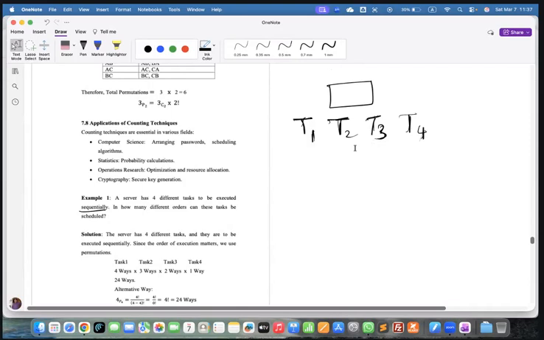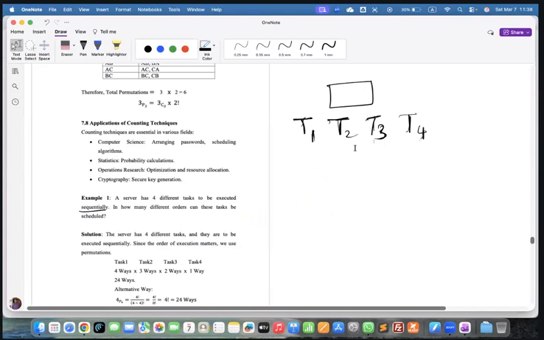Now tell me what type of question this is. Permutation. What about others? Is it a permutation or combination? How can we decide for this question whether it's a permutation or combination?